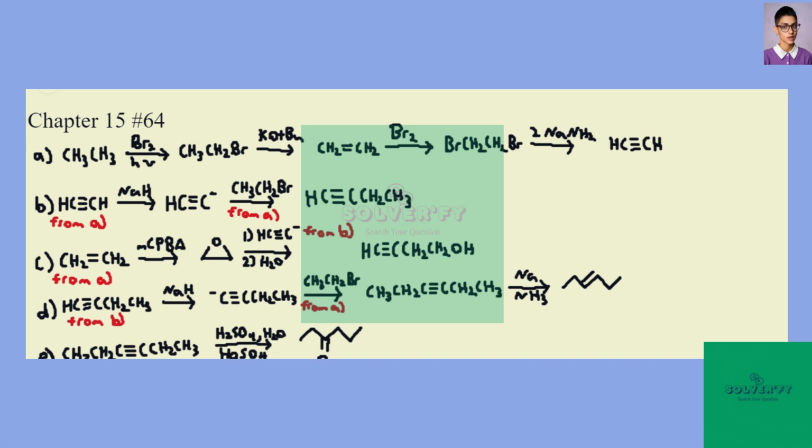But since this molecule has a plane of symmetry between those 2 carbons, either one is going to give us this exact same product. So it doesn't really matter. It works for this reaction. But do bear in mind that if one of the sides was different from the other side, we would get a mixture of products here. But this time we don't. This time it's fine. And so that is the answer to chapter 15, problem number 64.